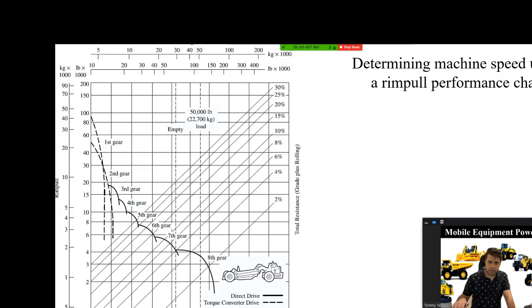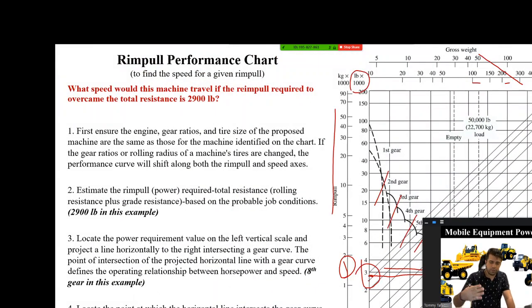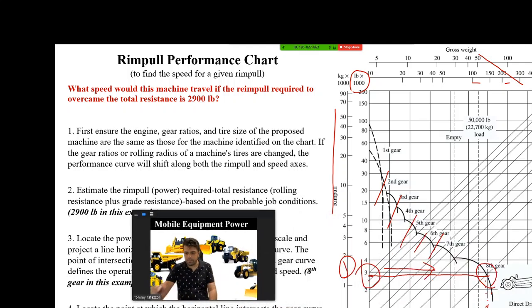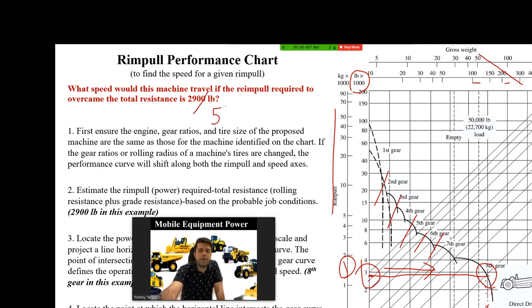We're still trying to find the speed on a rimpull chart. But what happened in the previous example? Let me bring up another example. Let's say the rimpull was, instead of 2,900, 5,000 pounds. Then what would happen? On the vertical axis, we need to find number 5, which represents 5,000 pounds.